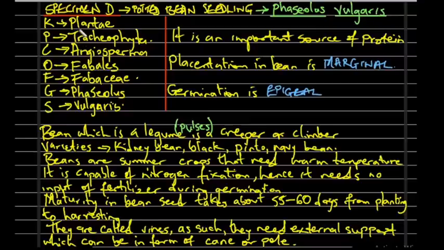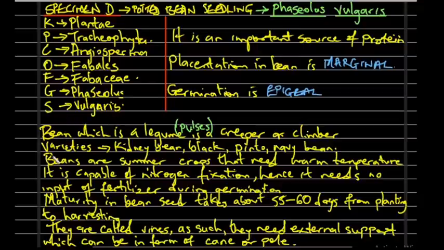So the next specimen we have before us is specimen D, which is the potted bean seedling. The scientific name is Phaseolus vulgaris. That is the scientific name of the bean, Phaseolus vulgaris. So classification here, we have the kingdom to be Plantae, the phylum is Tracheophyta, the class is Angiosperma, we have the order to be Fabales, the family is the Fabaceae. You can see it here, the genus is Phaseolus, while the species is vulgaris.